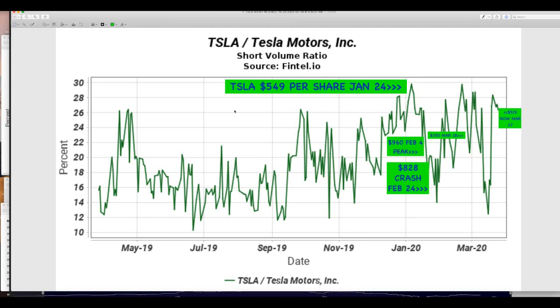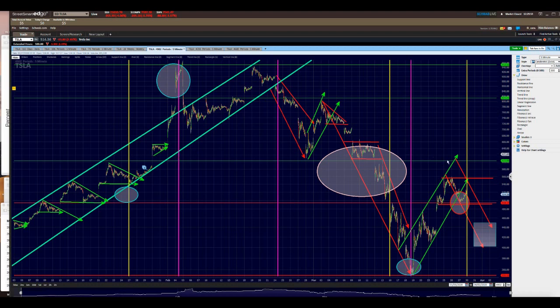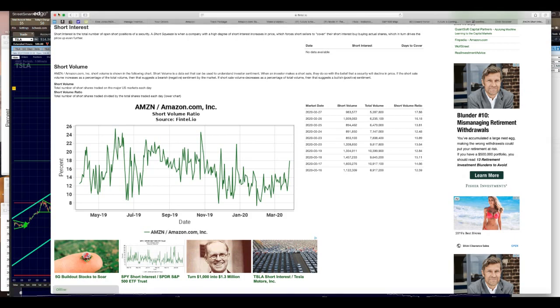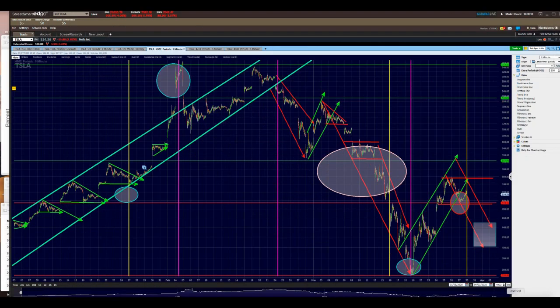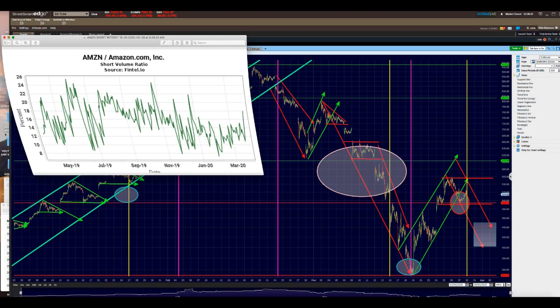Okay, now hang on a minute. Let me go back to here. So let's go back to this one. Now the yellow lines here and the orange ones vertical, all the vertical lines here, these are all points of shorting differentials. Okay? Now this isn't going to make a whole lot of sense right off the bat, but I'll try to explain it the best I can. Sorry, that was Amazon. I want to pull up, where was it? Let's pull up, where's Tesla? So this is Amazon short interest. But I'm going to pull up Tesla short interest.